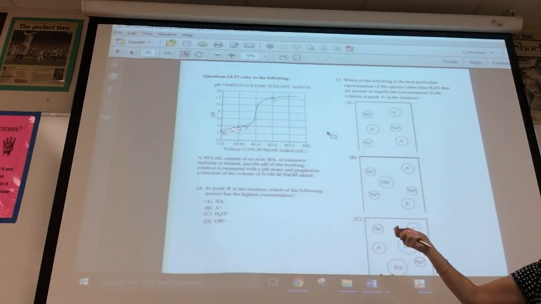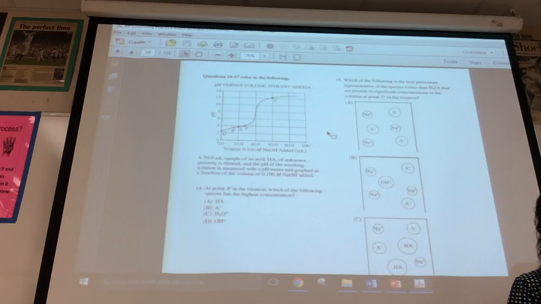So before that, what are you going to have more of? The HA or the A minus? HA. Okay. So what you're looking at here at point R, which of the following species has the highest concentration? It's got to be HA. You're still there. Okay? What about the hydronium ion? And that's a good question.